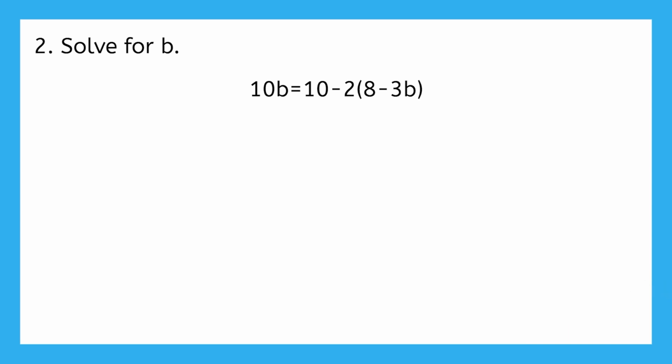We have to simplify the right side of this equation. I'm going to cover up the left side so that I remember it's not part of the expression on the right. First, I need to distribute this negative 2 to the 8 and the negative 3b inside the parentheses. Using a strategy like highlighting can help make sure you don't lose those negatives whenever you're multiplying. Negative 2 times 8 makes negative 16. And negative 2 times negative 3b makes a positive 6b. I'll bring down everything else we haven't touched yet.